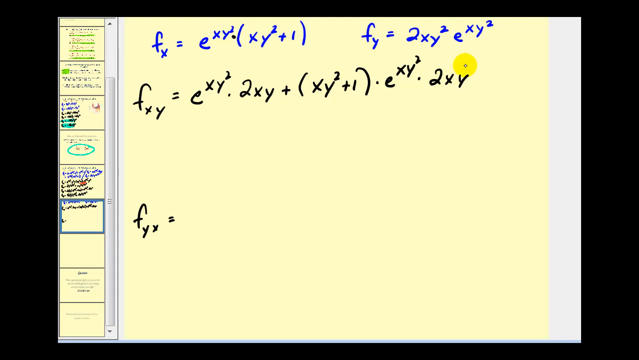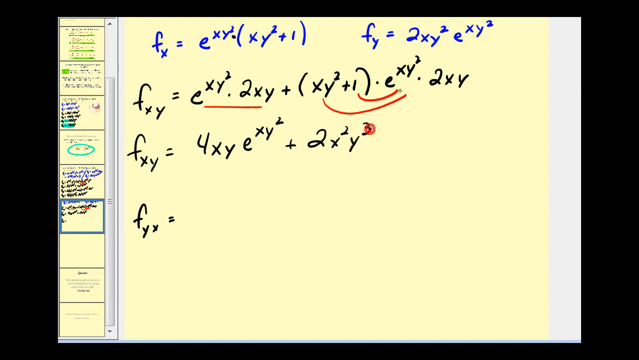Here we have to distribute. Looking at the second distribution, we'll have 2xy e to the xy squared. We have another one here. So we'll have 4xy e to the xy squared. Then we'll have plus 2x squared y cubed e to the xy squared. And again, we know these are equal, so I'm going to go ahead and just state that these are equal.